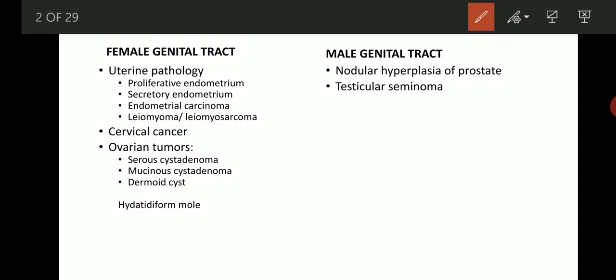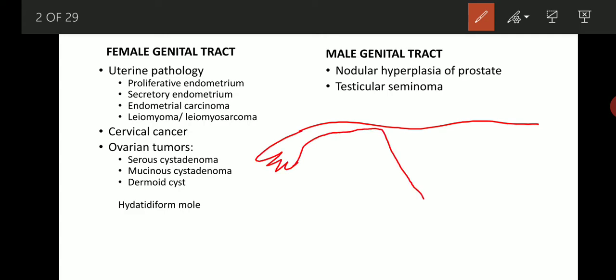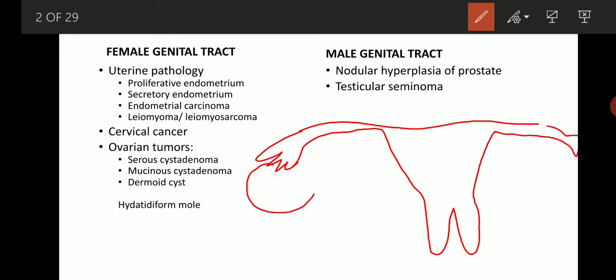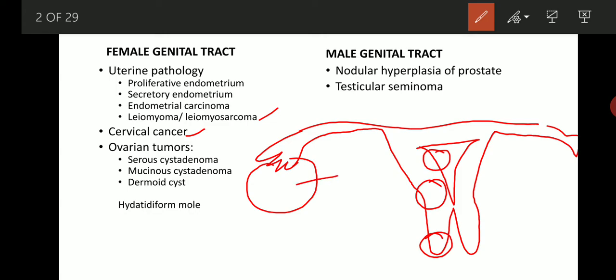As you know, the uterine cavity or the female genital tract is composed of the fallopian tubes, the uterus and the cervix, and the tubes are attached to the ovary. Here in this discussion we shall talk about some of the pathologies of the endometrium, pathology of the myometrium, that is Leiomyoma and Leiomyosarcoma, pathology of the cervix, mostly concentrating on cervical cancer, and certain tumors of the ovary, that is Serous cystadenoma, Mucinous cystadenoma and the Dermoid cyst.